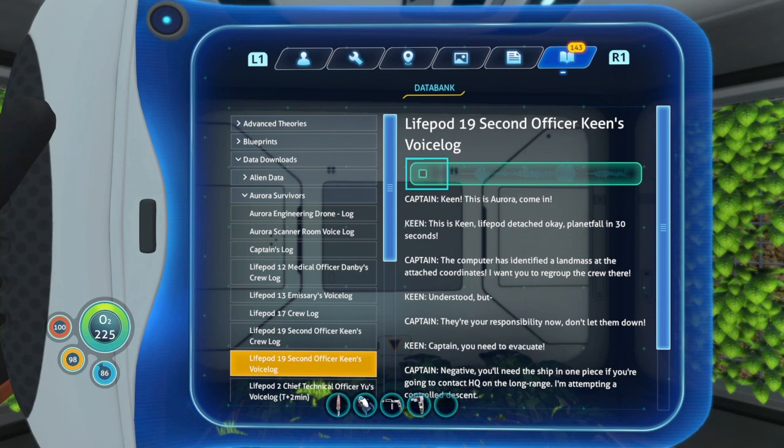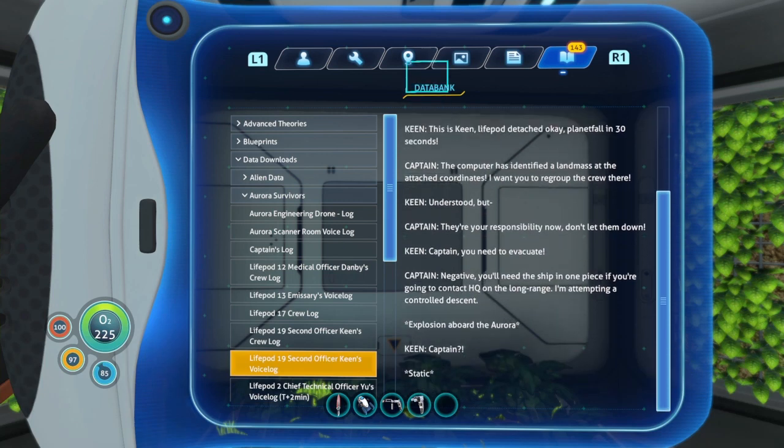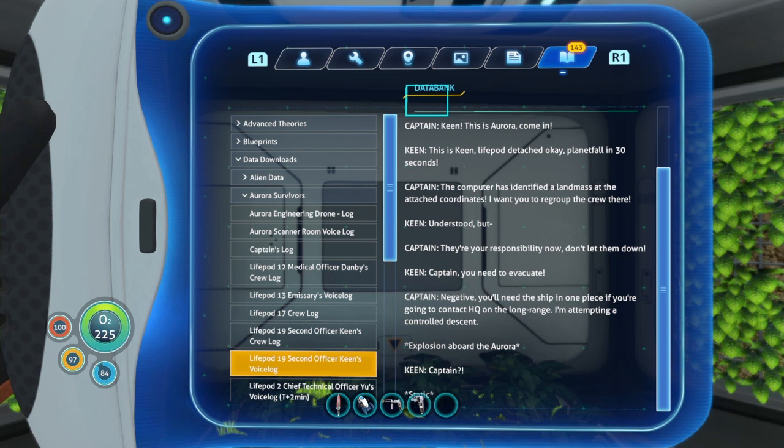Keen, this is Aurora. Come in. This is Keen. LifePod detached. Planet fall in 30 seconds. The computer has identified a landmass at the attached coordinates. I want you to regroup the crew there. Understood, but they are your responsibility now. Don't let them down. Captain, you need to evacuate. Negative. You'll need the ship in one piece if you're going to contact HQ on the long range. I'm attempting a controlled descent. Captain!